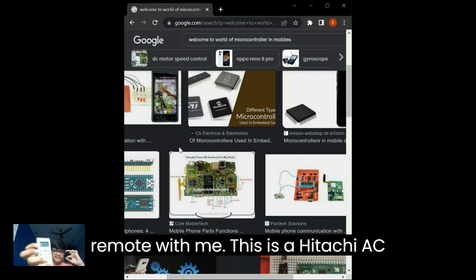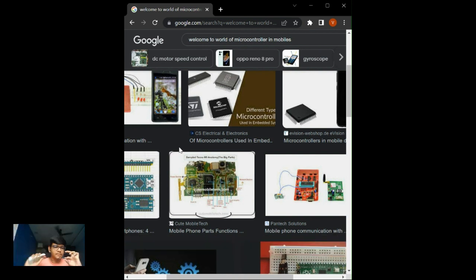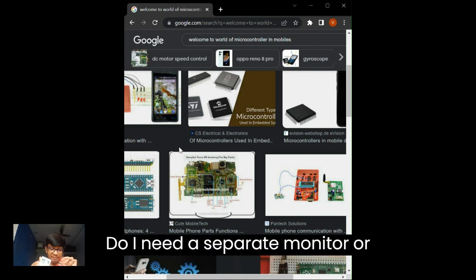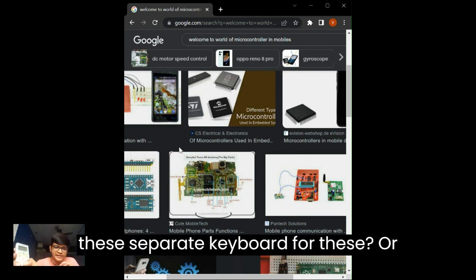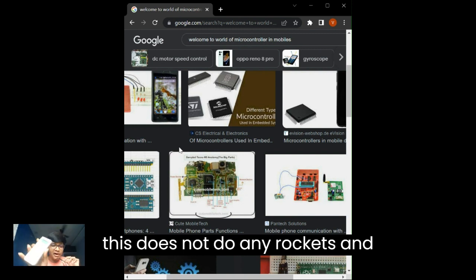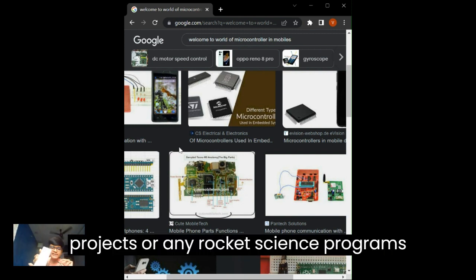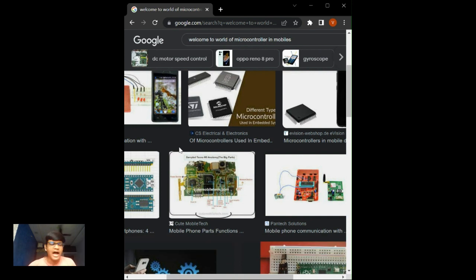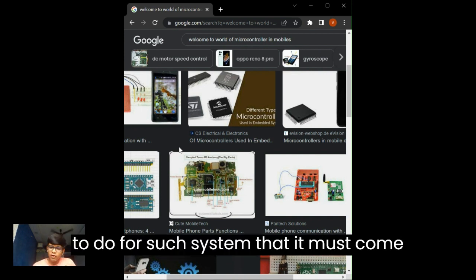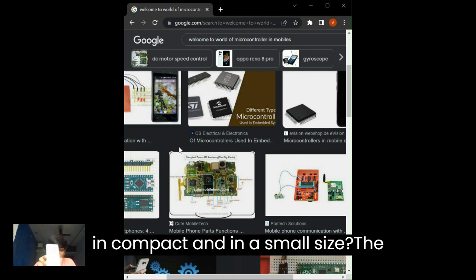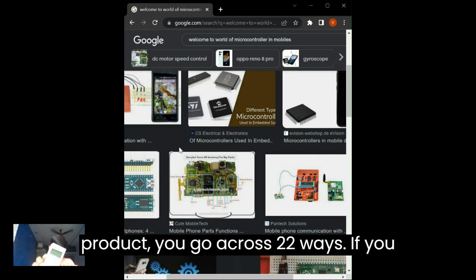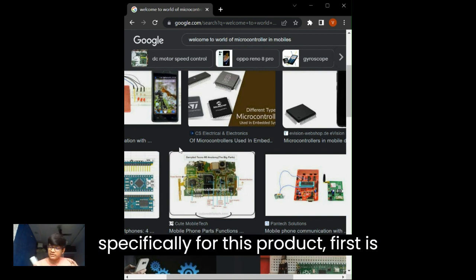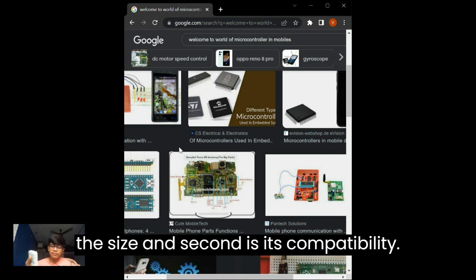Suppose I have an AC remote with me. This is a Hitachi AC remote. Do I need a separate monitor or a separate keyboard for this? It does not run any rocket science programs or execute any program like that. I don't need a heavy processor for this. So what to do for such a system? It must come in a compact and small size. Whenever you design such a product, you need two things specifically: first is the size, and second is its compatibility.